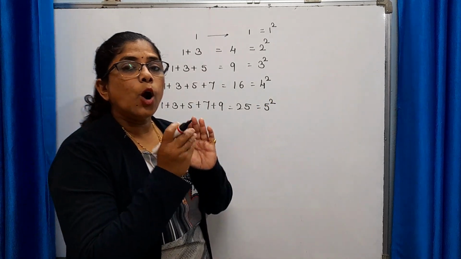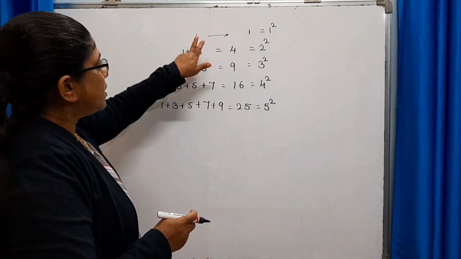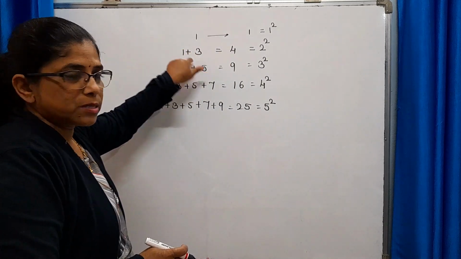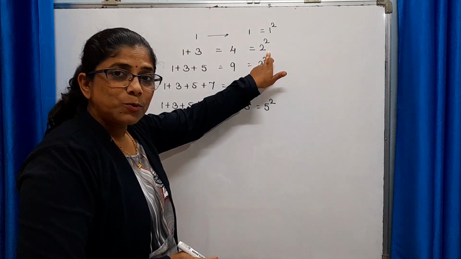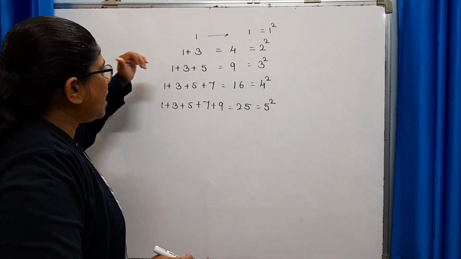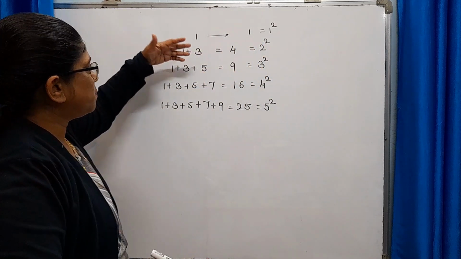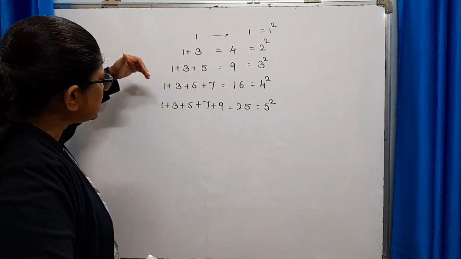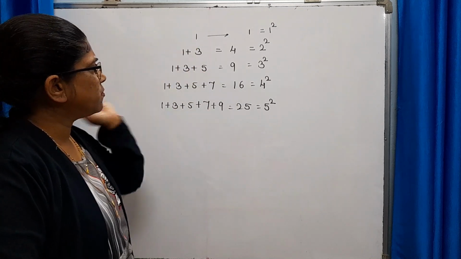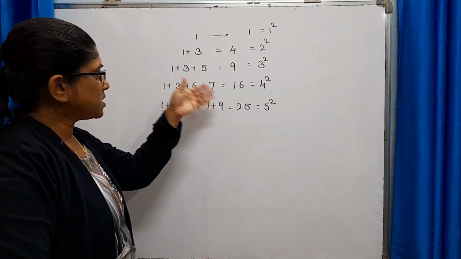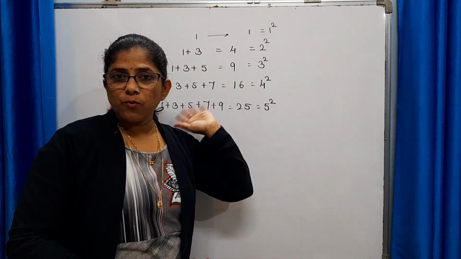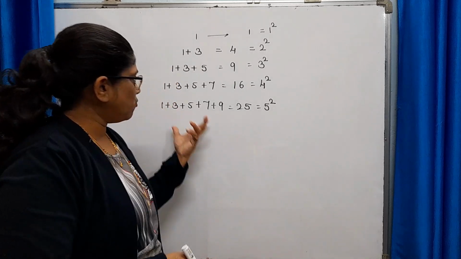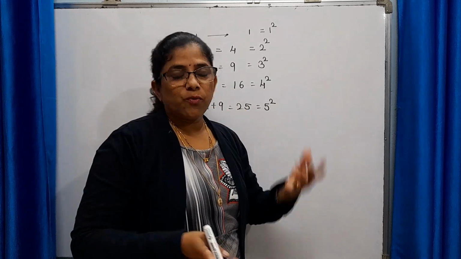Now, let's compare how many odd numbers we added. Here we have only one odd number, that is 1. Here we are adding 2 odd numbers, 1 plus 3, and we get 2 square, that is 4. Here we are adding 3 odd numbers, 1 plus 3 plus 5, and we get 3 square, that is 9. 1 plus 3 plus 5 plus 7, we are adding 4 odd numbers. The sum is 16, which is nothing but the square of 4. 1 plus 3 plus 5 plus 7 plus 9, it's 25. We are adding 5 odd numbers and the sum is the square of 5.